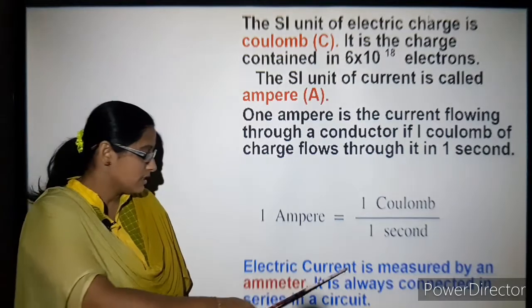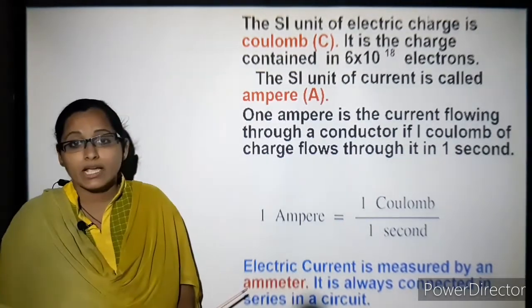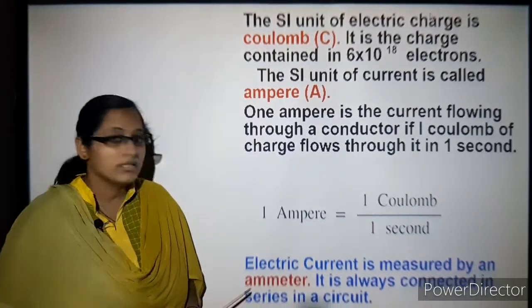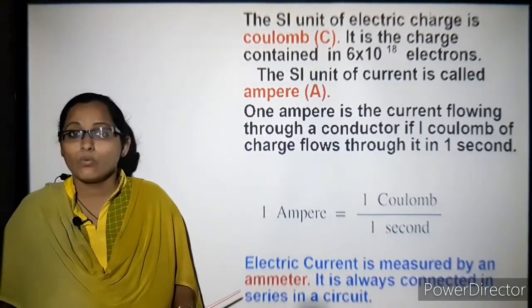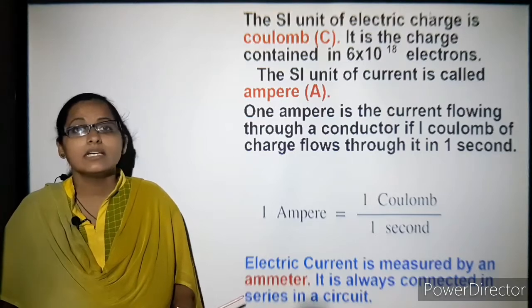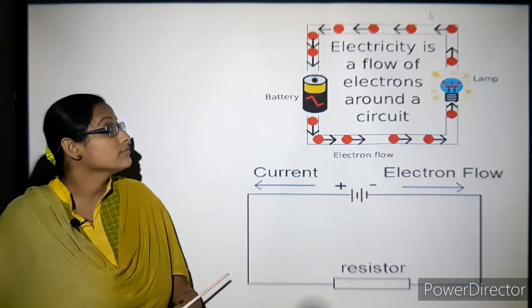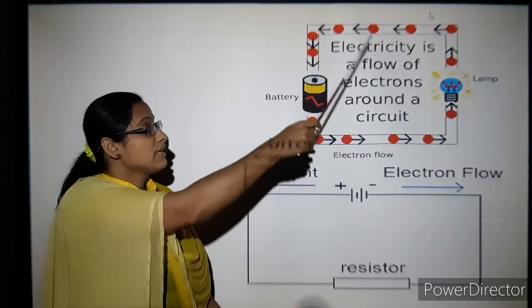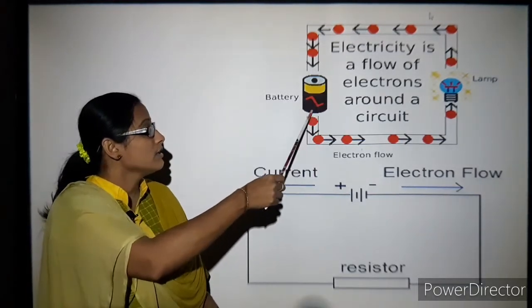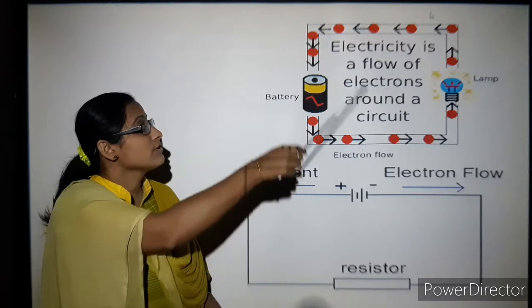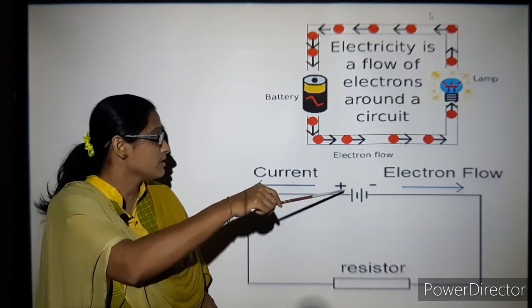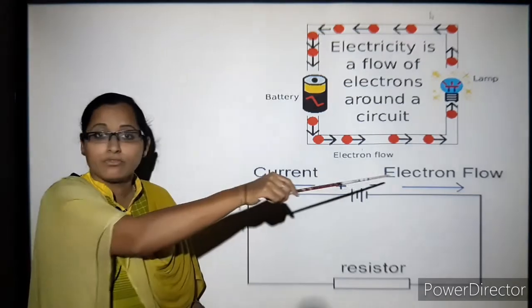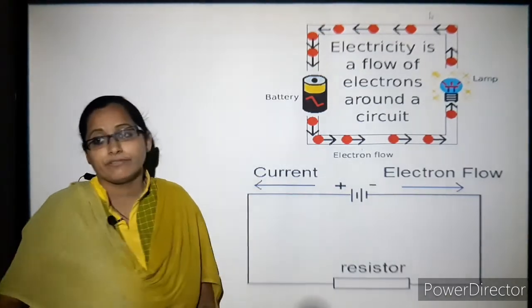Electric current is measured by using an ammeter. An ammeter is always connected in a circuit in series. Here you can see the direction of flow of electrons from the battery. It flows from the negative to the positive terminal. So here you can see current always flows from positive to negative, while electrons flow from negative to positive.